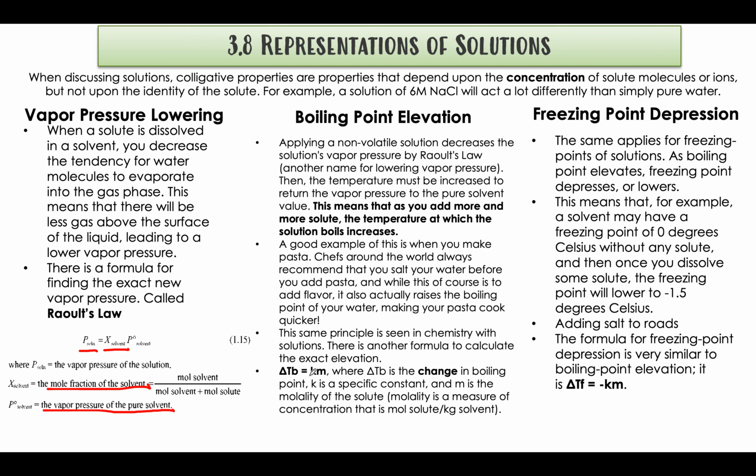There's another formula to calculate the exact elevation. So it's delta T_B equals K m, where delta T_B is the change in the boiling point. K is a specific constant. I think it's the boiling point elevation constant. And m is the molality of the solute. So not molarity, but molality.